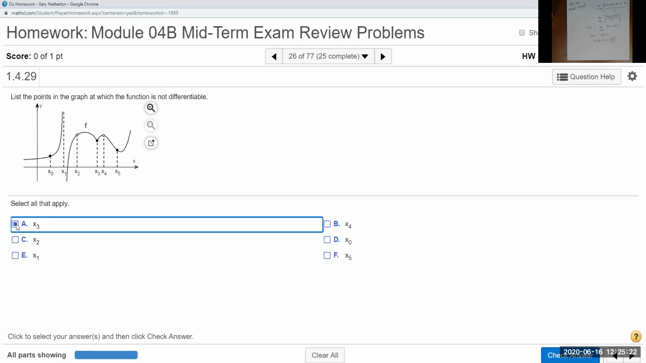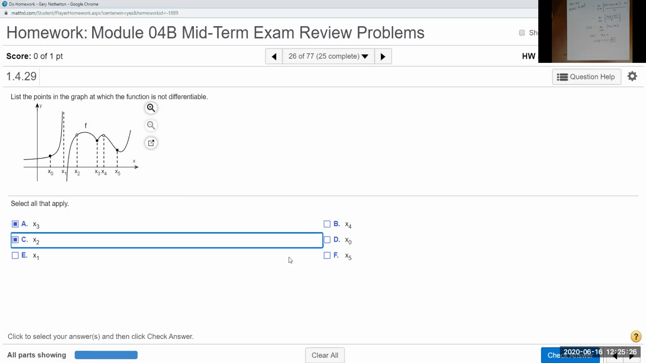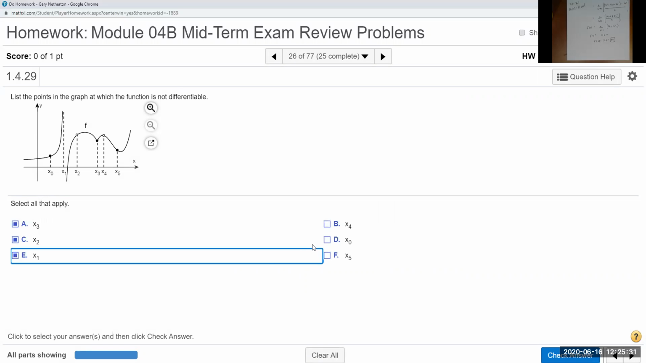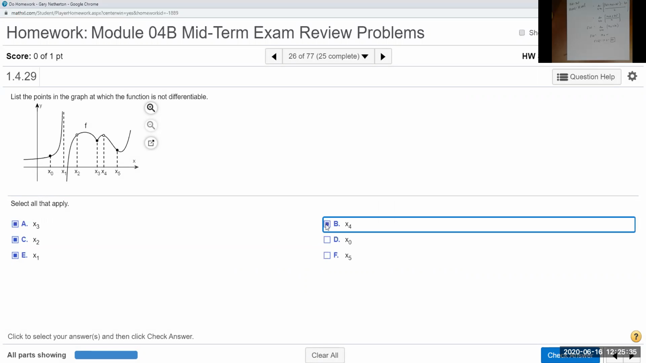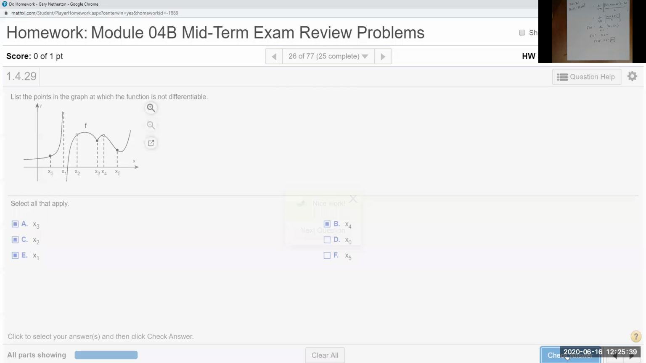So 3, it's not differentiable. 2, it's not. 1, it's not. 4, it's not. Only 0 and 5. Okay.